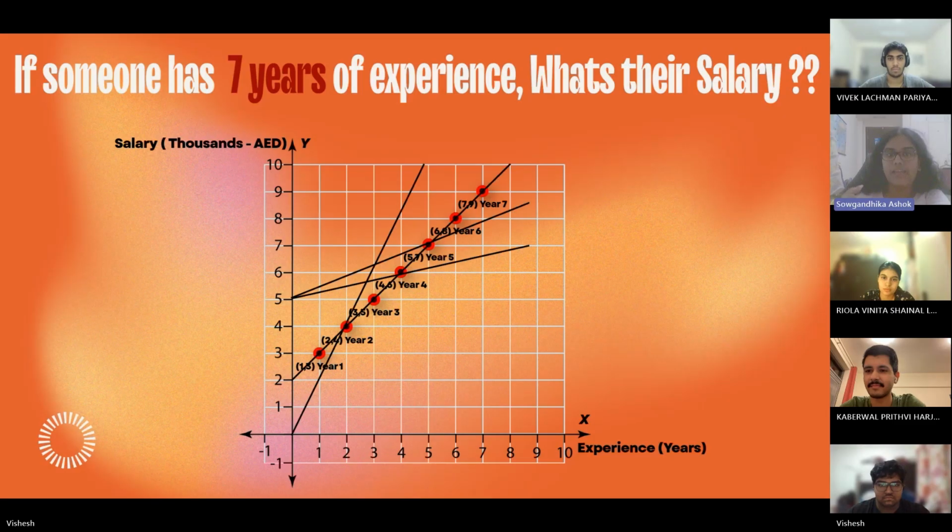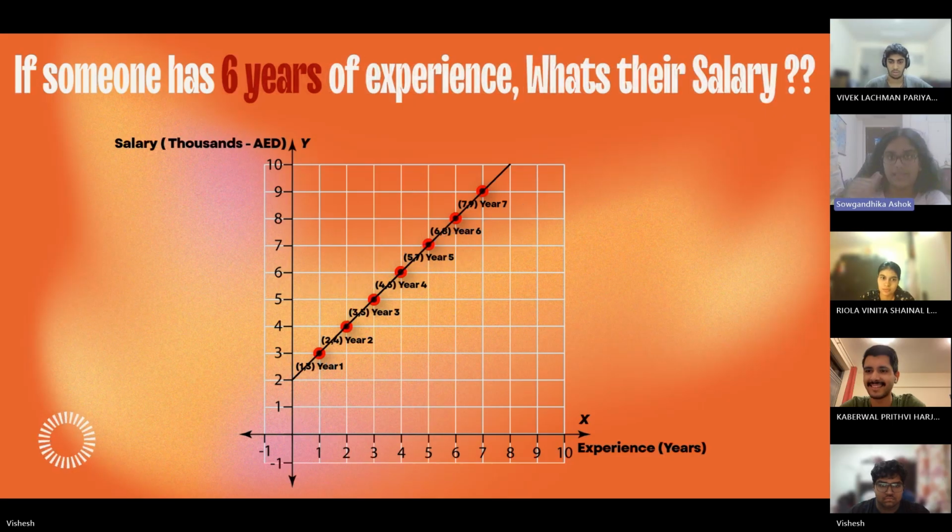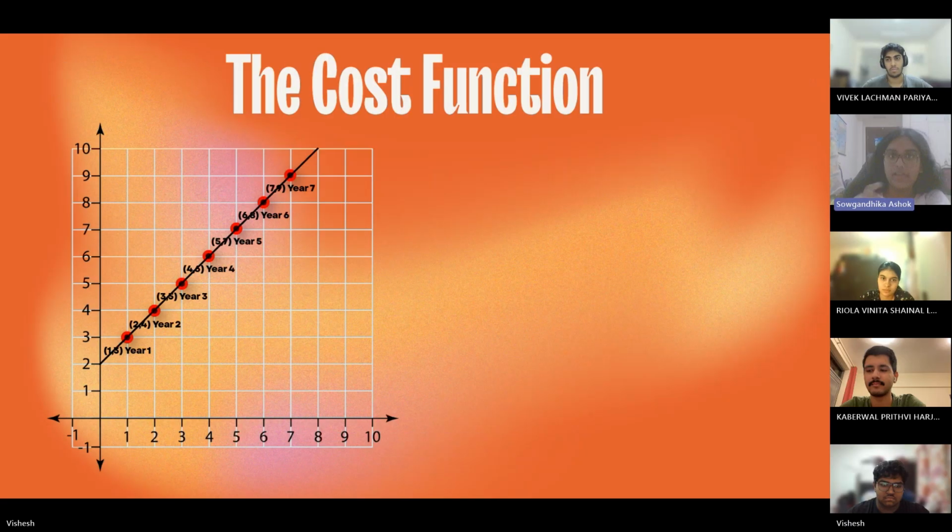Infinite lines could pass through this data. This one. Mathematics has chosen it. Not intuition, but maths. That's next. How does math decide which line is the best? It measures how wrong each line is using the cost function.